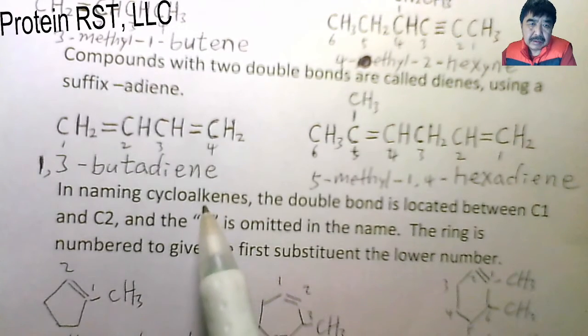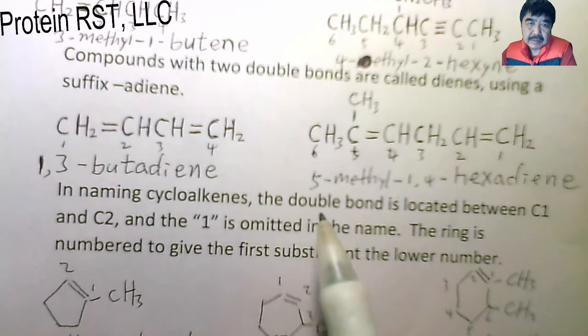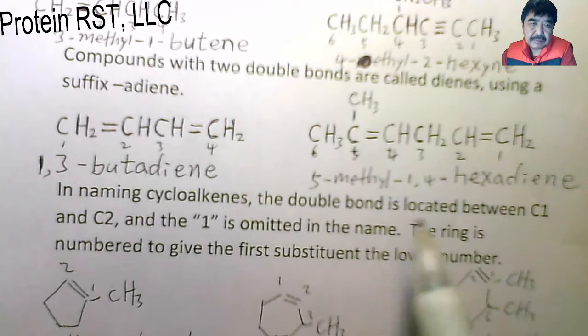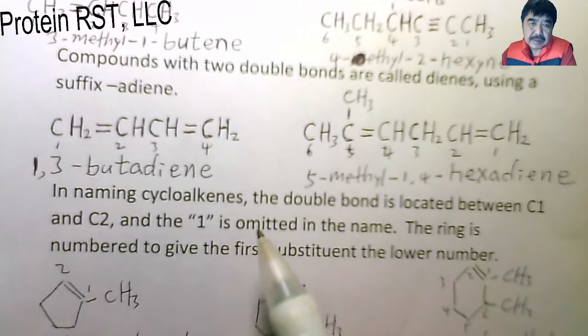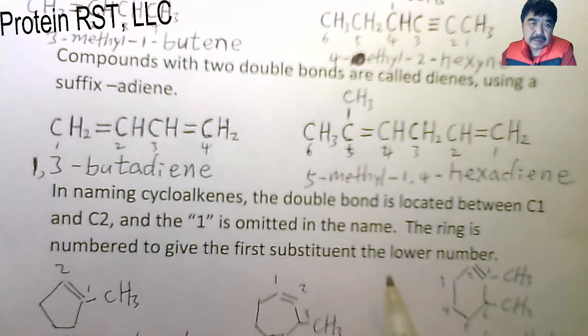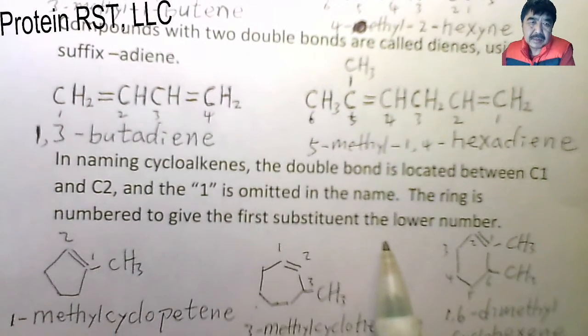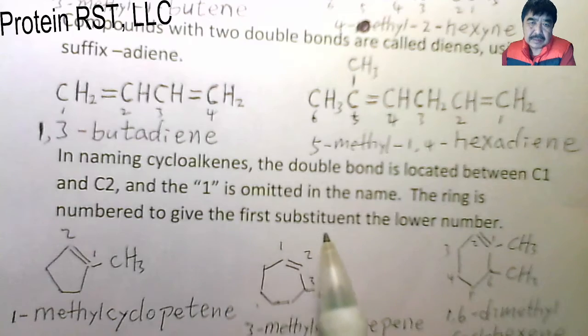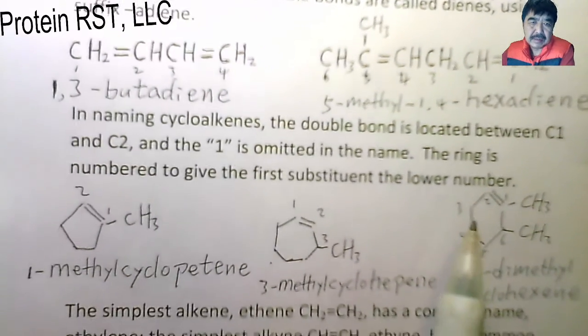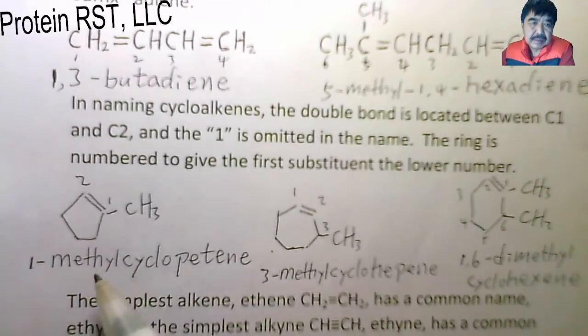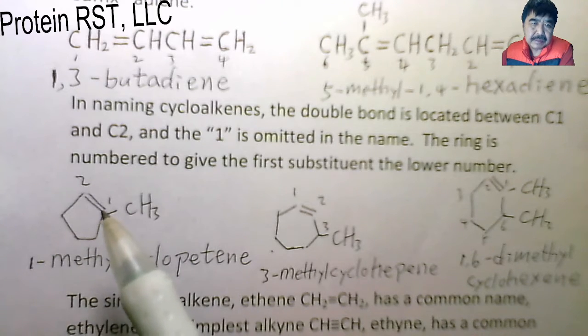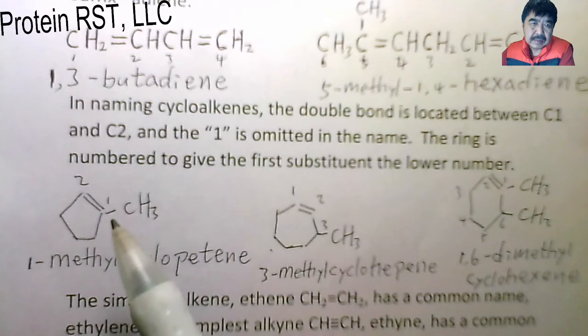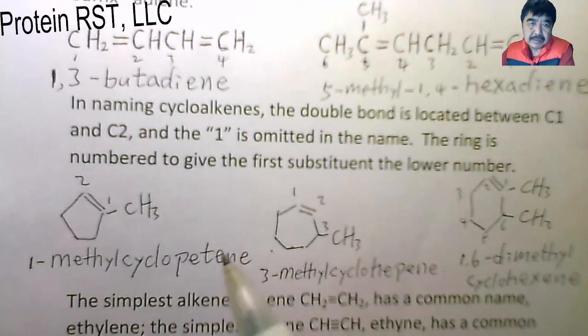In naming cycloalkenes, the double bond is located between C1 and C2, and the 1 is omitted in the name. The ring is numbered to give the first substituent the lower number. Take a look at the examples. This is 1-methylcyclopentene. This is a 5-carbon ring, has the double bond between C1 and C2. On the C1 position, there is a methyl group.